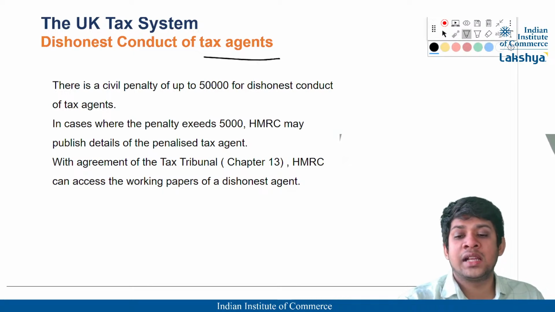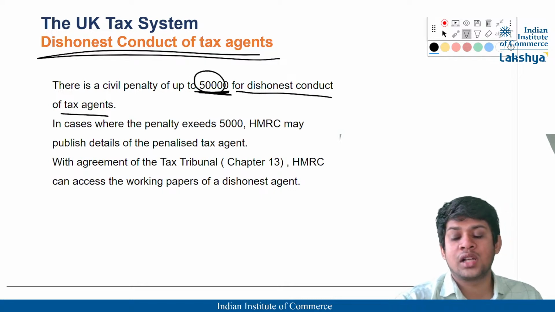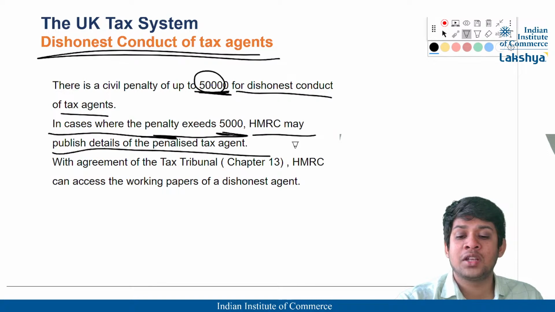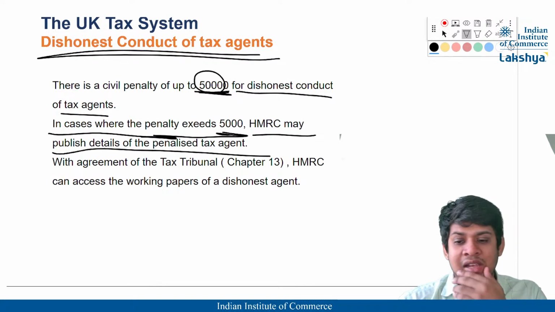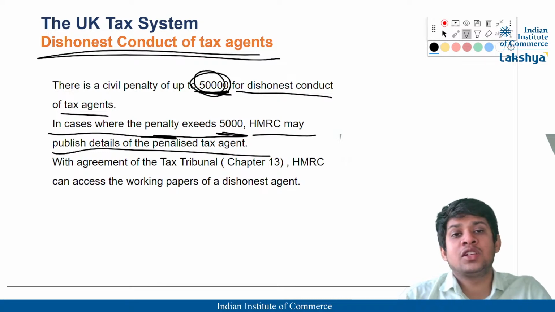So if there is any dishonest conduct by the tax agent, where the client is trying to hide certain income and as a tax agent I'm supporting him, that is dishonest conduct done by me. On that, there is a civil penalty of up to £50,000 for the dishonest conduct of the tax agent. In case the penalty exceeds £5,000, HMRC may publish details of the penalized tax agent. So the maximum penalty on me will be £50,000, and wherever my penalty exceeds £5,000, HMRC will publish the report to everyone.